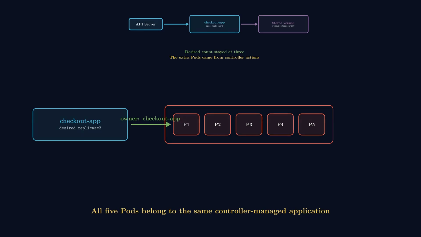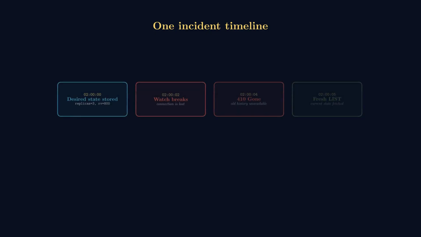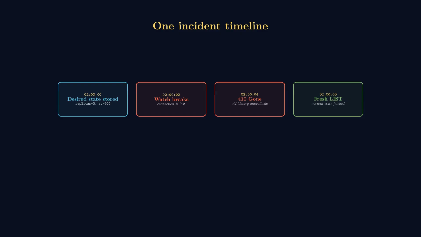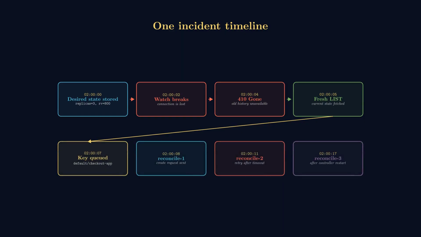Now we put the important events in the order they happened. First, Kubernetes stores the desired count of 3 pods. Later, the watch connection is lost, so the reflector fetches the current state again. After that, Checkout app is added to the work queue and the controller checks it several times. During those checks, an API request times out and the controller also restarts. By looking at the events in sequence, we can see which ones were only recovery steps and which one actually led to the extra pods.